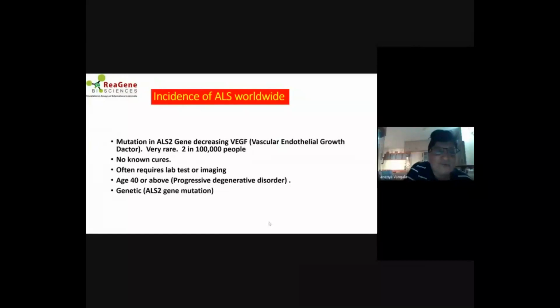So, a very rare disease, maybe 2 in 100,000 people, and so far there are no known cures. Often requires a lab test or imaging, and ages 40 or above have a progressive degenerative disorder. And of course, people diagnose it with the ALS2 gene mutation technique. Next one.